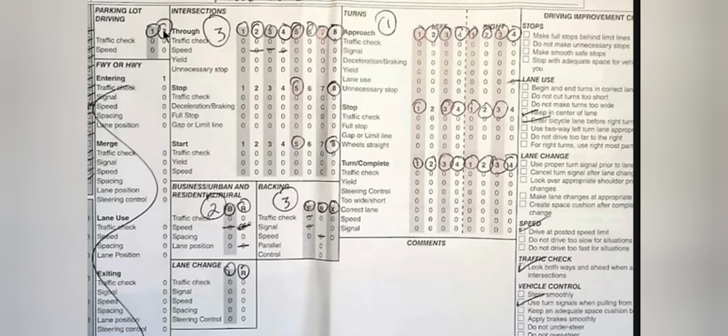Stop when instructed. When merging back to the traffic, you must do SMOGS, signal, mirror, over the shoulder, go when safe. So you realize that when you are doing this maneuver, so backing by the curb, you must do SMOGS when you pull into the curb and also when you're merging back to the traffic. During the test, keep calm, confident, safe, and defensive.